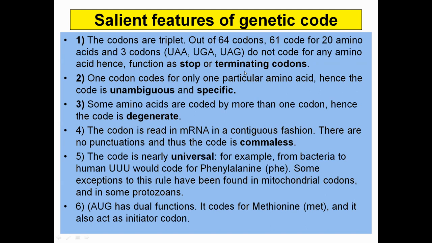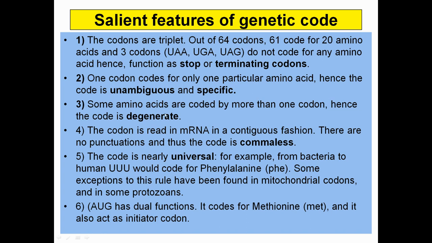There are salient features of the genetic code, and any question can come from these 6 points. So you need to learn these features by heart. The codons are triplet. Out of 64 codons, 61 code for 20 amino acids and 3 are of no use. These are the stop codons. As I told you before, UAA, UGA, UAG are the stop codons. And one codon codes for only one particular amino acid, hence the code is unambiguous and specific.